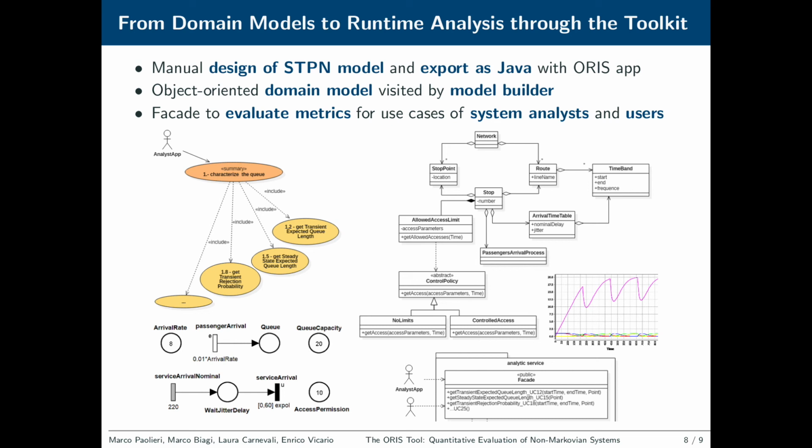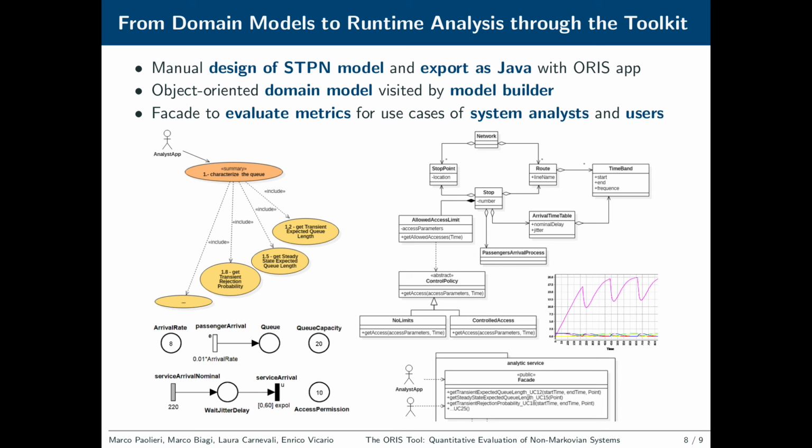The development of these services usually follows a process which starts in the ORIS application with the formulation of a stochastic model together with metrics that support the use cases of interest, such as rejection rates and wait times of passengers. And then an object-oriented domain model can be defined in Java to collect information for the different instances of the problem, with bus lines, stops, timetables, arrival rates.